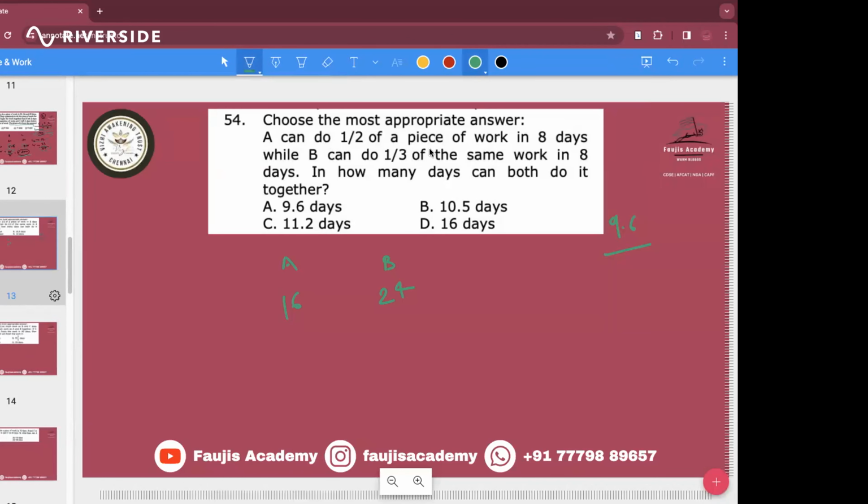A can do half of a piece of work in 8 days, while B can do 1/3 of the same work in 8 days. So am I right to conclude 16 and 24 days to complete the entire work? Now how much is the LCM? 48, no? Yes, sir, 48 is the LCM. 3 plus 4, okay, that was the mistake I was making. So guys, it's 9.6.